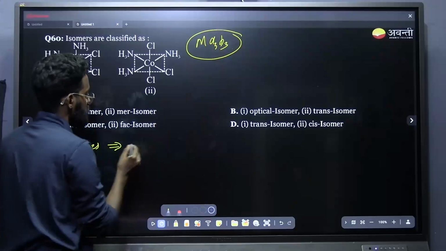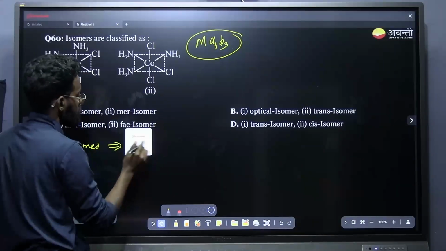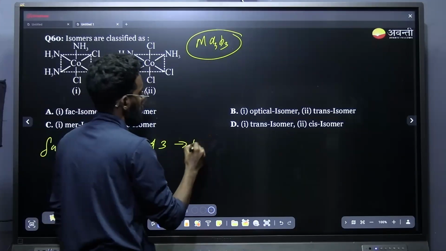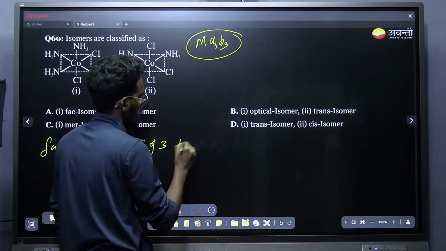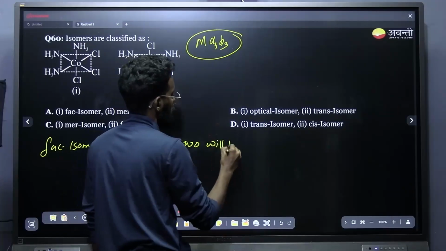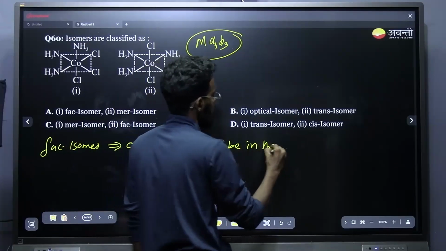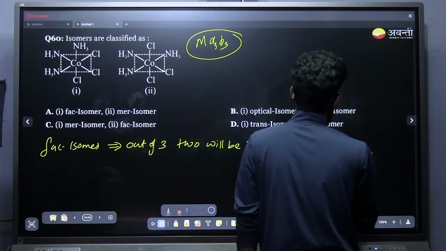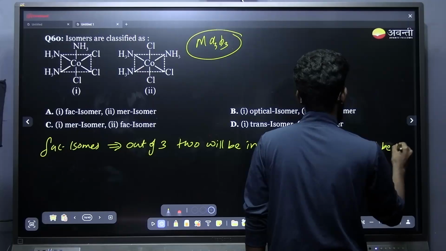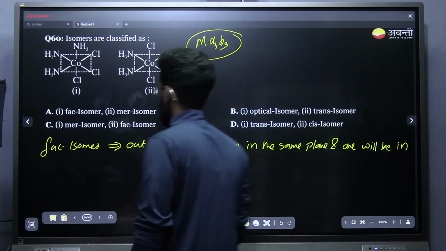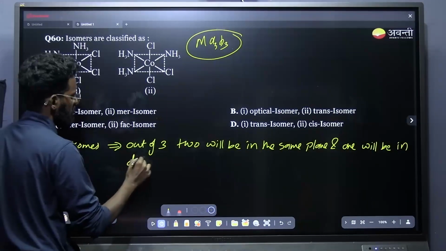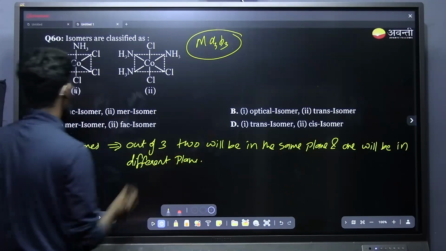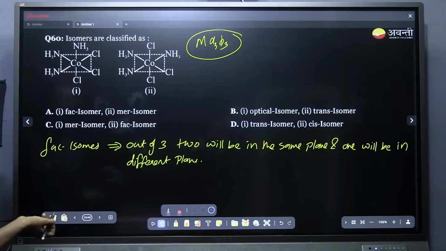there is A3, right? Out of the 3, 2 will be in the same plane and 1 will be in a different plane.